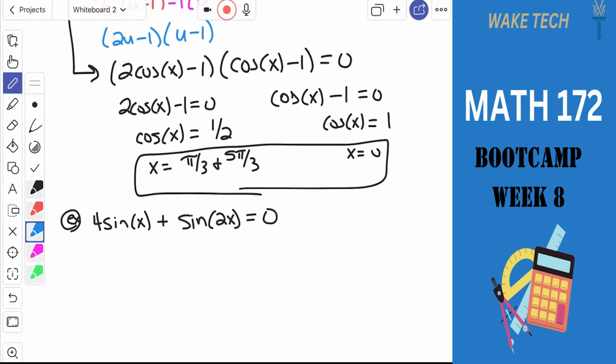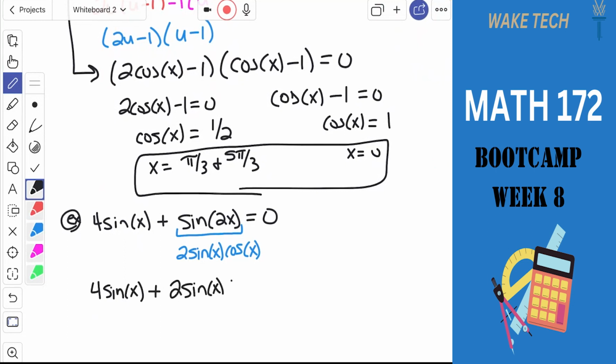Michael typing something. Yeah, right, for sure. The double angle rule for sine 2x says that we can replace sine 2x with 2 sine x cosine x. So that's exactly what we're going to do. We get 4 sine x plus 2 sine x cosine x is 0.